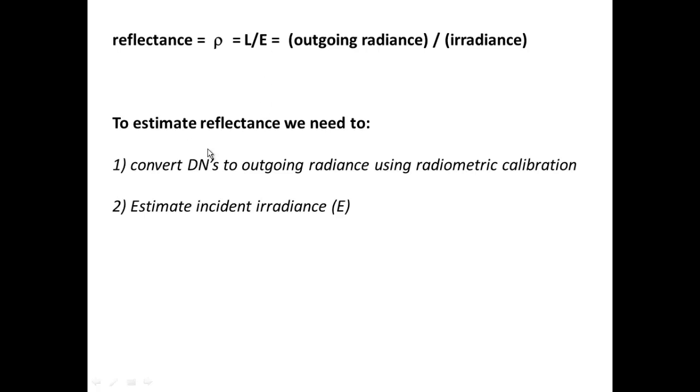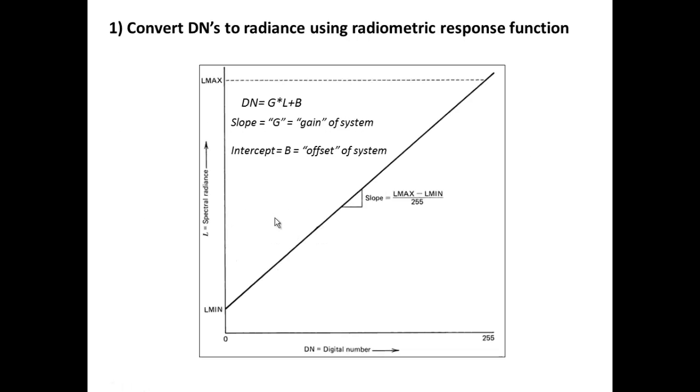So to estimate that reflectance value, the first thing we need to do is convert digital numbers in the image back to outgoing radiance using a radiometric calibration. Then once we have that outgoing radiance number, we need to estimate the incident irradiance to complete the ratio. To convert digital numbers to radiance, recall that we'll just use the radiometric response function, which relates any digital number in the image to the spectral radiance that was actually measured by the sensor. For Landsat and other sensors, this is a linear relationship with known parameters.